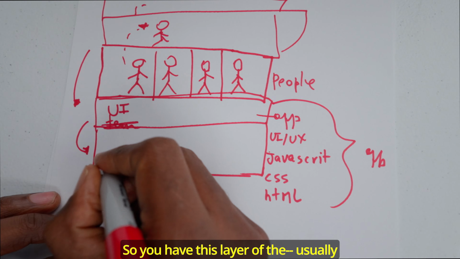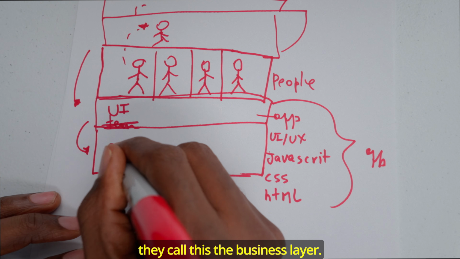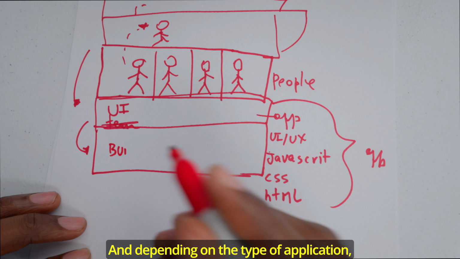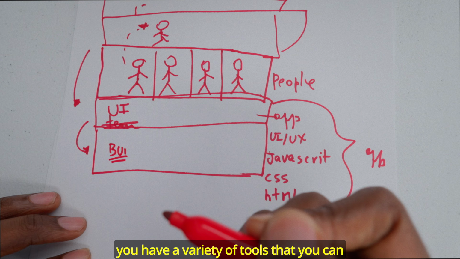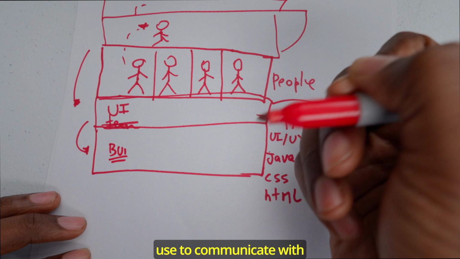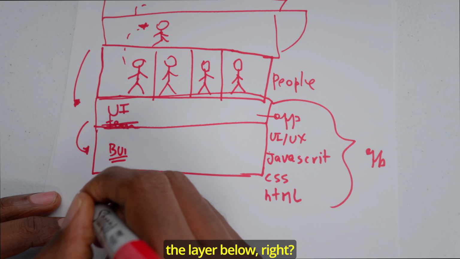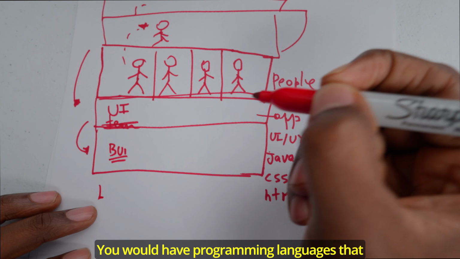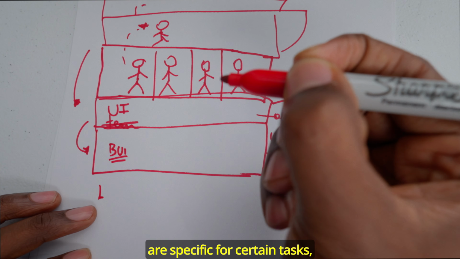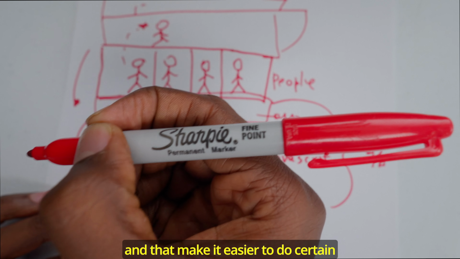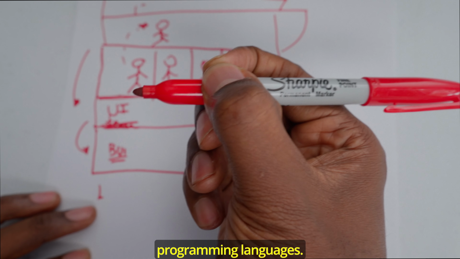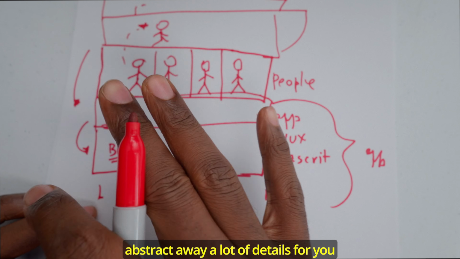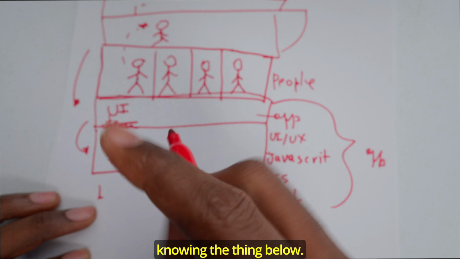So you have this layer, usually they call this the business layer. That's where you have all of the logic, right? And depending on the type of application, you have a variety of tools that you can use to communicate with the layer below. That's why you have different programming languages. You would have programming languages that are specific for certain tasks and that make it easier to do certain tasks compared to other programming languages. For example, some programming languages abstract away a lot of details for you so that you don't have to worry about knowing the thing below.